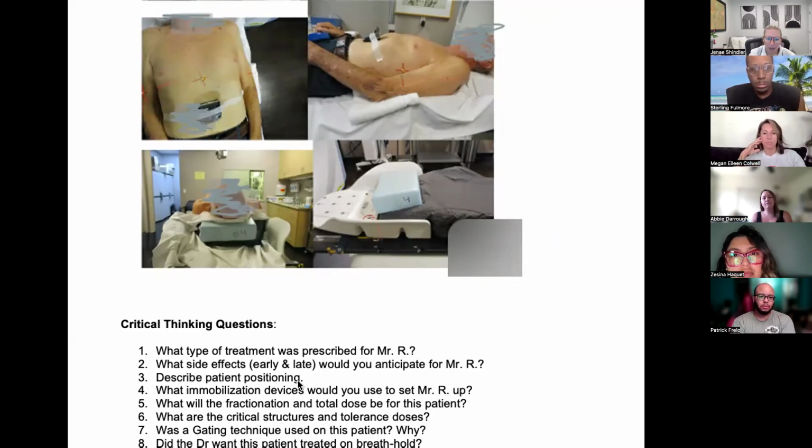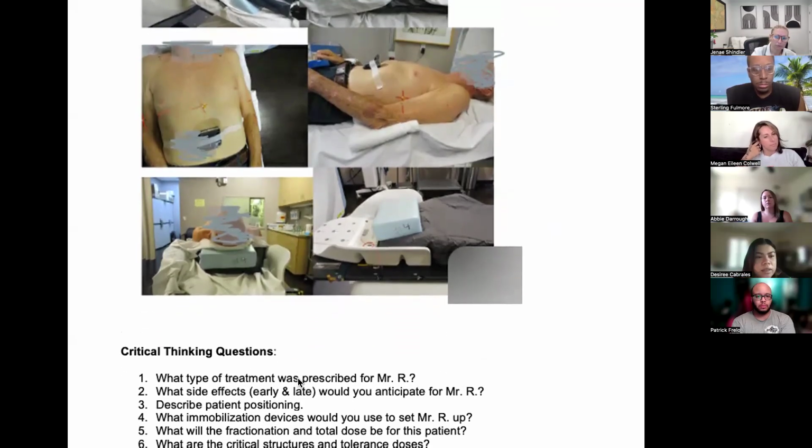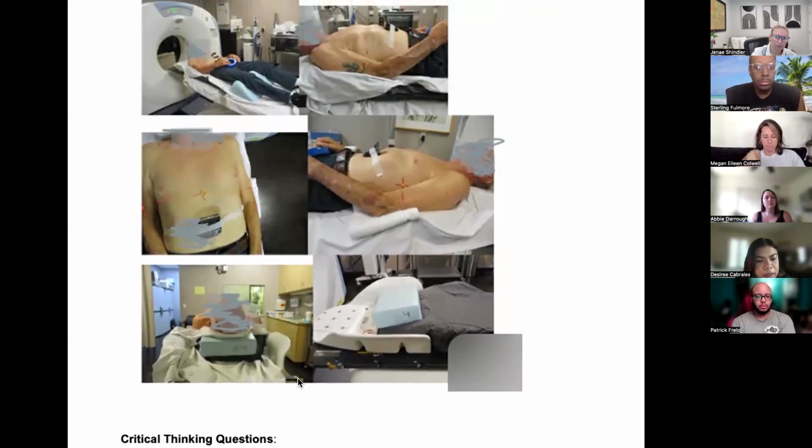Desiree, go ahead and tell me how this patient is positioned, but then tell me how you would position your IMRT lung patient. Okay, so the patient is positioned supine. I see the wing board with a vac lock, and then there's like a blue sponge underneath him. I see the gating on his chest, arms by his side, and he has a grip ring and a knee bolster.